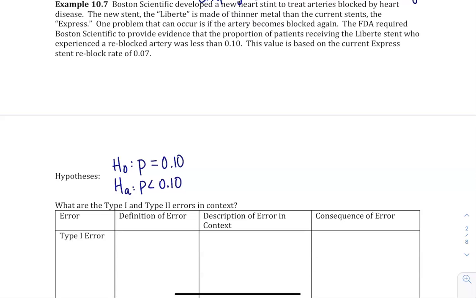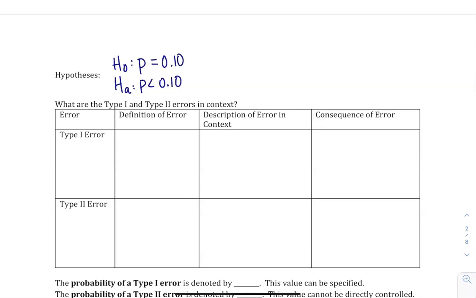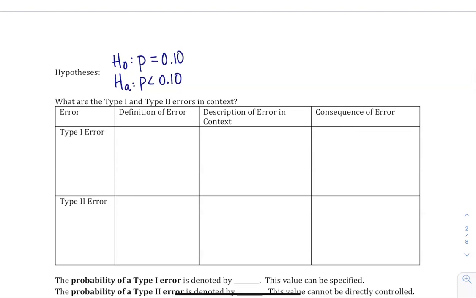So what would our type 1 and type 2 errors be? And I'm going to put this one into a chart so that you can kind of see what's going on in a little bit different of a way. Remember, a type 1 error is where you reject a true null. So here, in context, that's where you conclude that the reblock rate is less than 10% when it's really not.